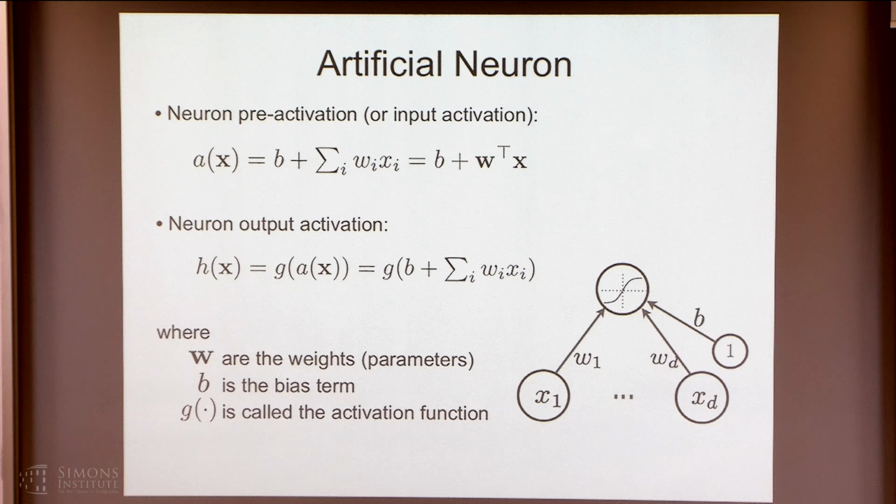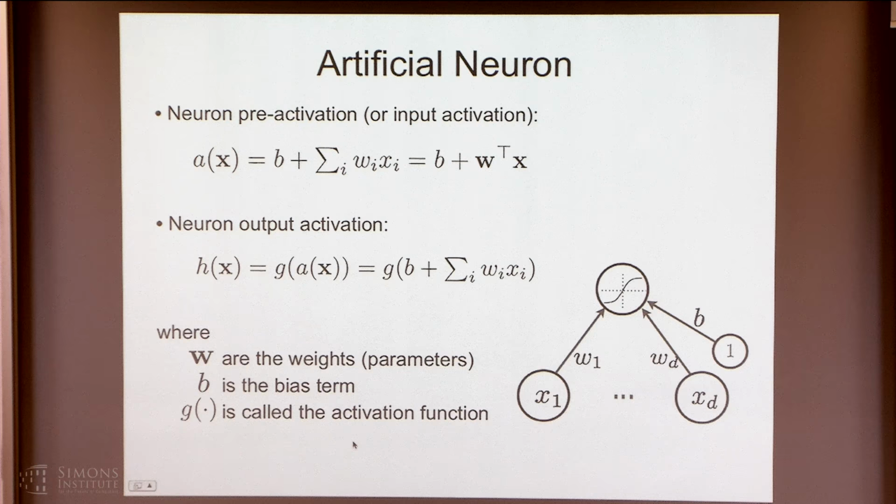You have an input. You take a linear combination of the inputs, right? So that's a neuron pre-activation. You have a neuron output activation. So you pass this linear combination through some nonlinear function g, right? And you have these w's. Typically, these are called weights in the model. In your neural network, b is the bias term, and g is called the activation function.